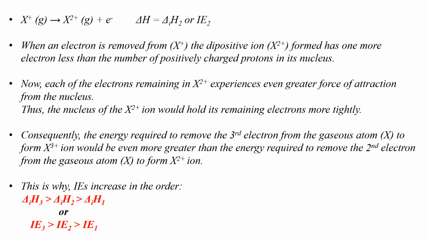So this is why ionization enthalpies increase in the order delta IH3 is greater than delta IH2 greater than delta IH1. Or we can also write it as IE3 greater than IE2 greater than IE1.